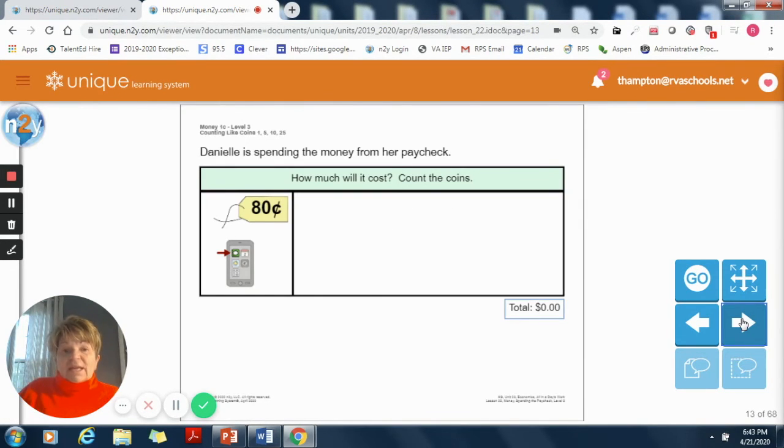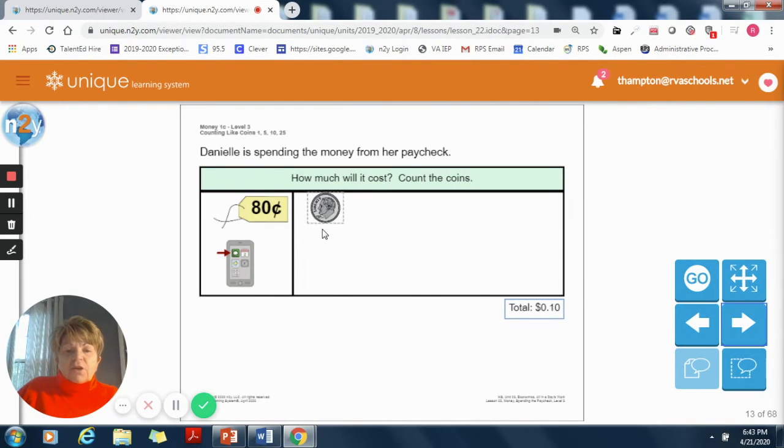Now we're at 80 cents. Okay, we're going to count out 80 cents. Danielle is spending the money from her paycheck. How much will it cost? Count the coins. So she's buying an app for her cell phone. Only 80 cents. That's a pretty good deal, I think. So let's begin to count it out.